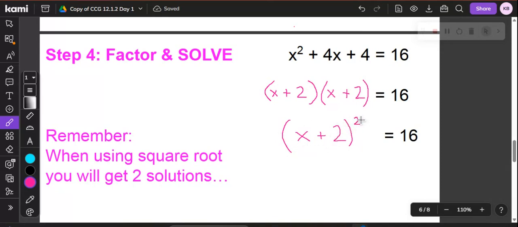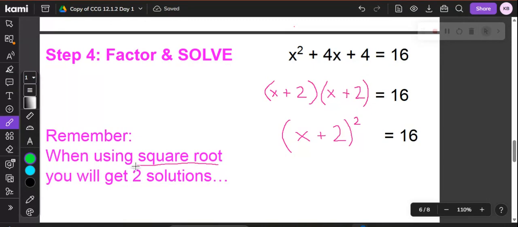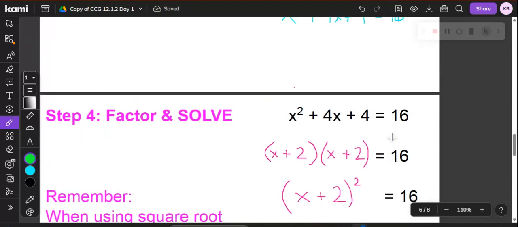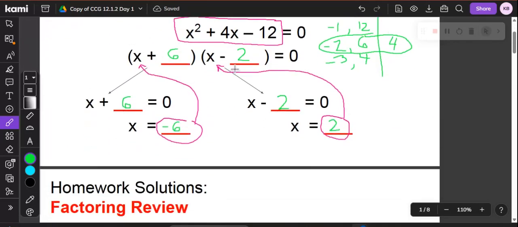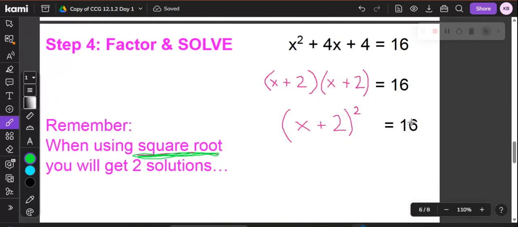You've made this square binomial equal to 16. Now, it happens to be that in some problems, this is much easier because we have the 16 on this side as well. And remember, I'm going to use the square root to solve this. So I'm going to grab another color here. I'll go back to green, but I'm going to use the square root to solve this problem rather than the zero product property. Remember back in the warm-up, we factor and then we use the zero product rule where it's equal to 0. But now it's not equal to 0 anymore. It's now equal to 16.